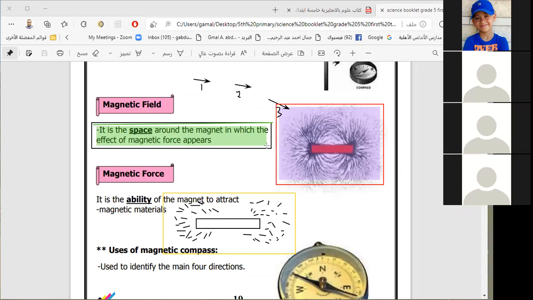The magnetic field is the space around the magnet in which the effect of magnet force appears.